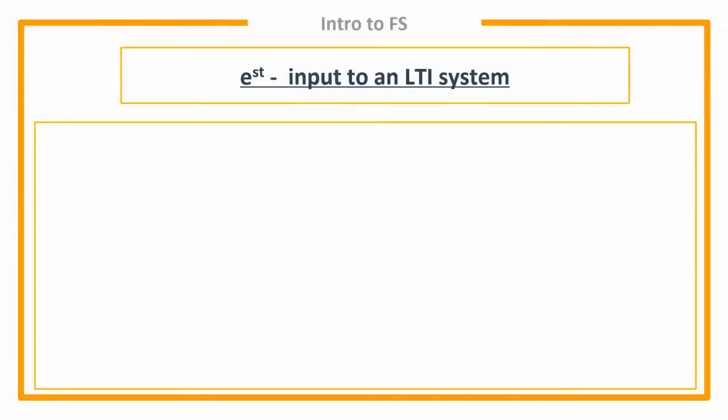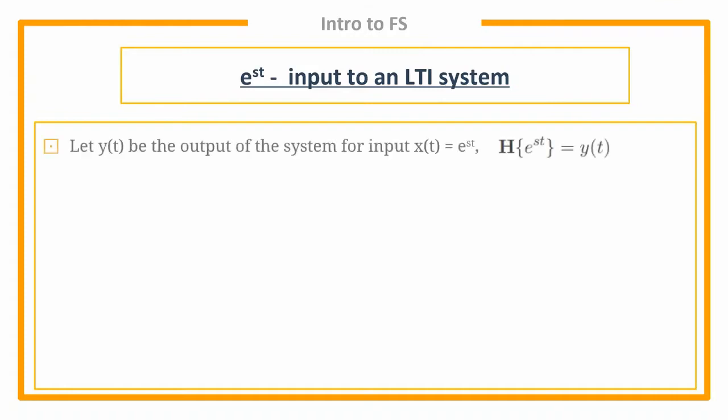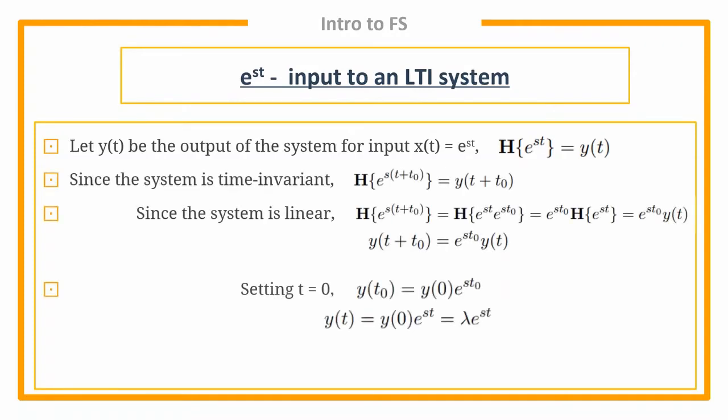We have dealt with exponential signals in the first section. Now we see the exponential signal as an input signal to an LTI system. What happens is interesting. If you put the exponential signal e power st into an LTI system as the input signal, doing all this calculation, we get the output as lambda times e power st, which shows us that e power st is an eigenfunction with an eigenvalue of lambda, where lambda is a complex constant.